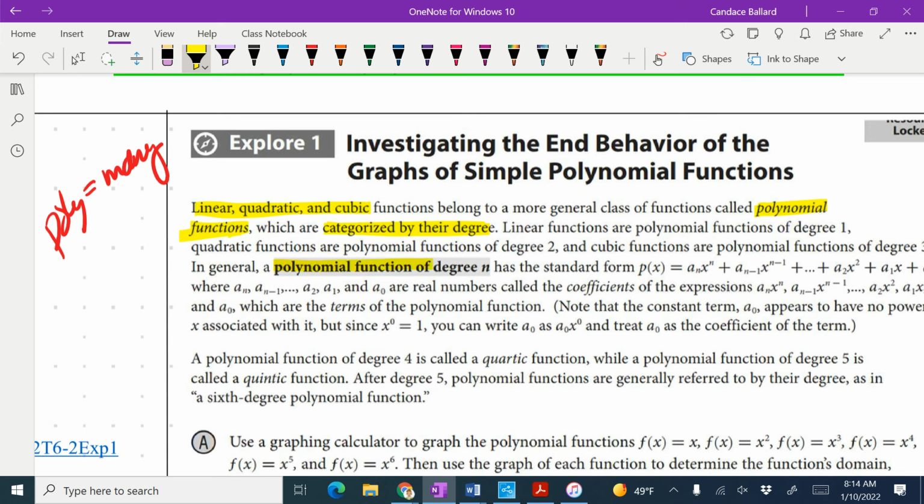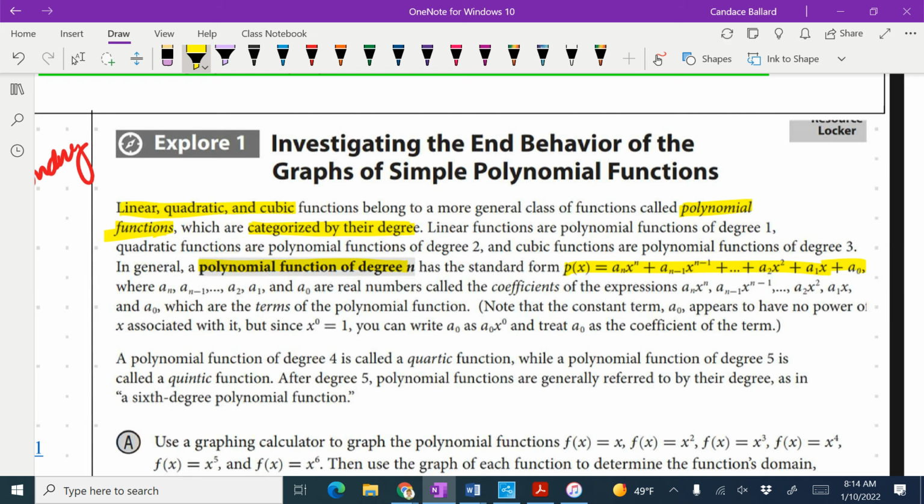In general, a polynomial function of degree n has this what we call standard form. And that's just the x to the n is what's the highest exponent. X to the n minus 1 is what's the exponent that's below it. So if that highest exponent was a 5, the one right below it would be a 4, and then 3, and then 2, and then 1, and so on. Okay. A sub 0 is just a constant term, and they talked about that in there as well.